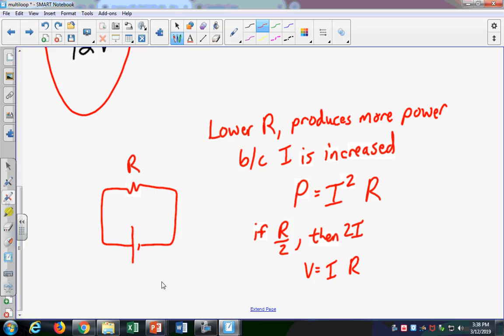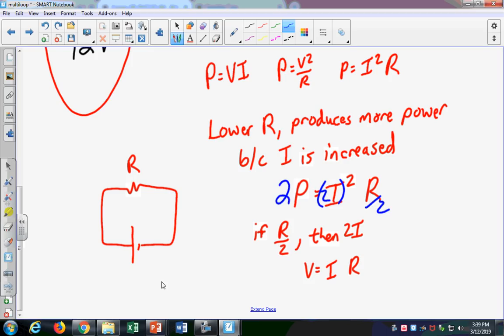We had our 3 equations for power. P is equal to VI, P is equal to V squared over R, and P is equal to I squared R. They were just substitutions where we substituted Ohm's law into that first equation. And so here, if I double I, that gives me a factor of 2, twice the power, because I have 4 over 2.